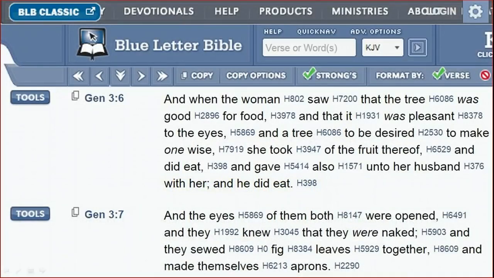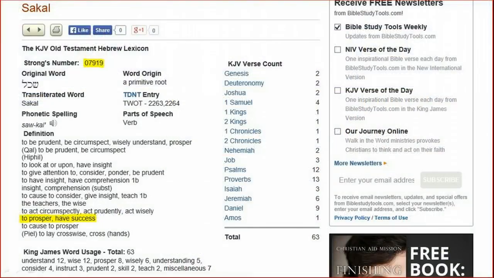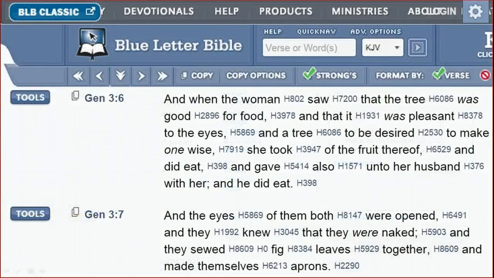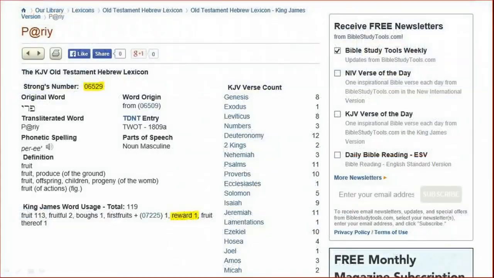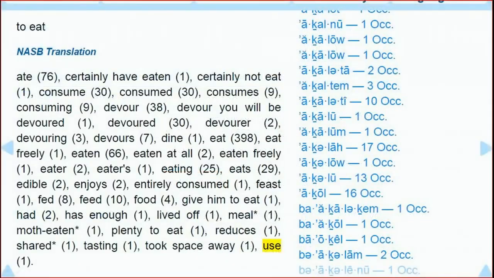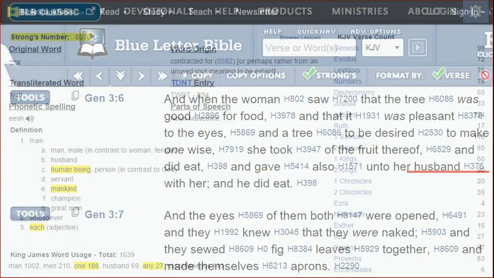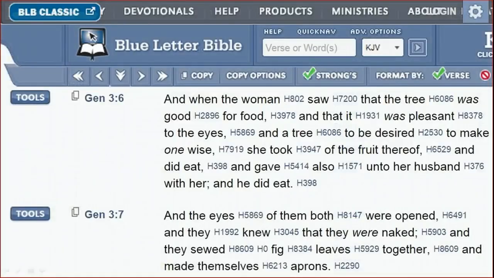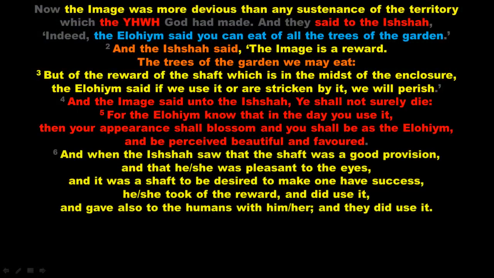So verse 6 says, "And when the Isha saw that the shaft was a good provision," and then the word translated as it, number 1931, also means he or she. The word translated as wise, number 7919, means prosper or have success. The word translated as fruit thereof, number 6529, means reward. The word translated as eat, number 398, also means use. And the word translated as husband, number 376, also means human being or humans. So verse 6 can also say, and when the Ishah saw that the shaft was a good provision, and that he or she was pleasant to the eyes, and it was a shaft to be desired to make one have success, he or she took of the reward and did use it, and gave also to the humans with him or her, and they did use it.